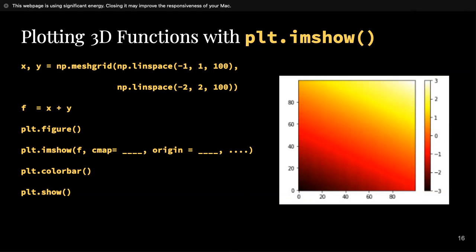So if you do f is equal to x plus y, you'll see something like this. This is like a characteristic of f is equal to x plus y, this function right here that we're plotting. And if we want to plot that data, we do plt.figure, make that figure sandwich, plt.imshow, where we're plotting an array. F is an array.